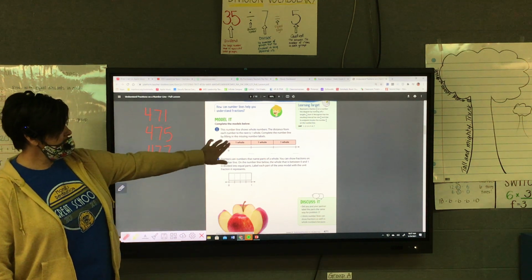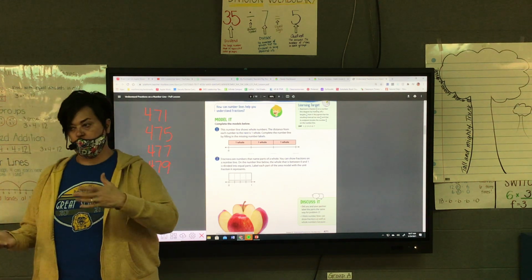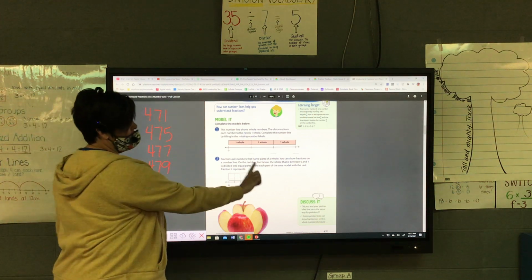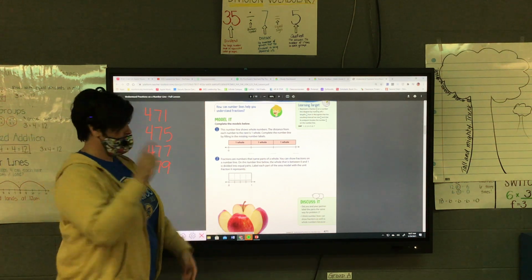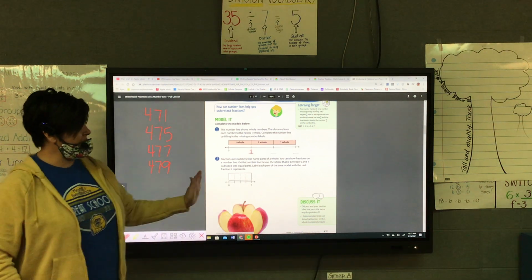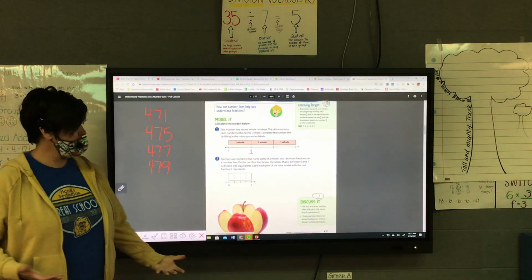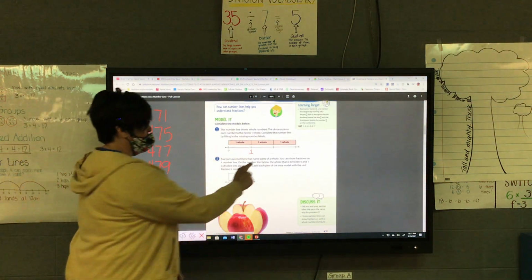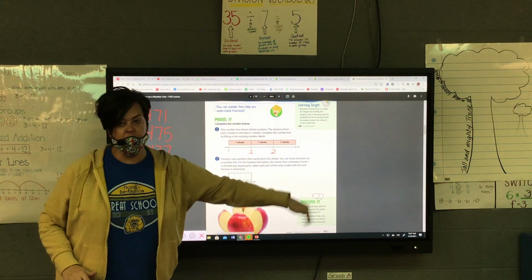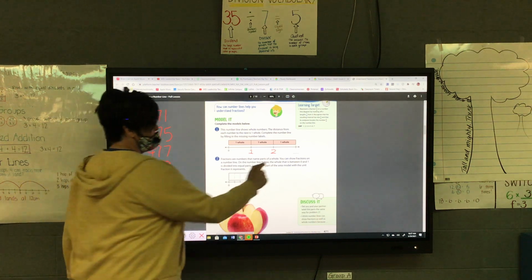So we always start with 0 unless we're told otherwise, okay? So we have 0. If we have 1 whole, how many do we have? 1 whole. We only have 1. If we have another 1 whole, now how many wholes do we have? 2. If we add 1 more whole, how many wholes do we have altogether then? 3.